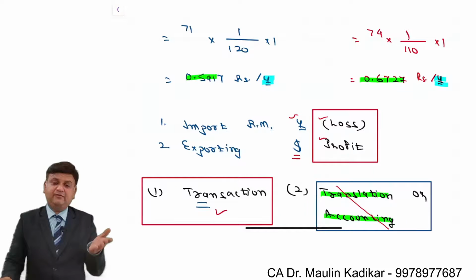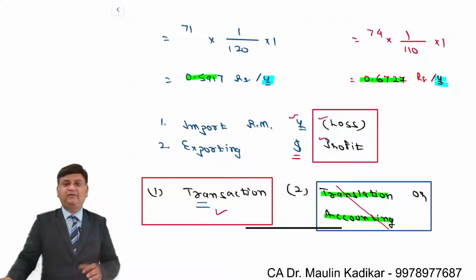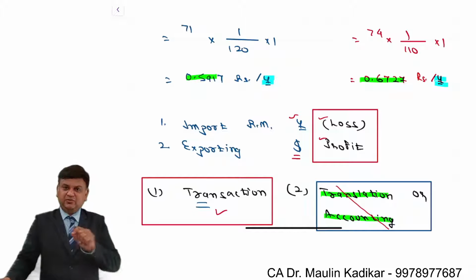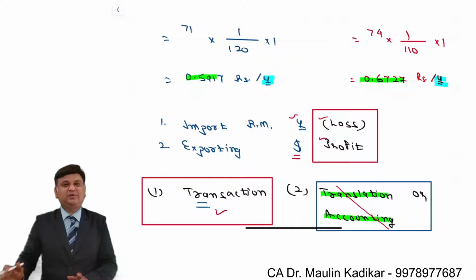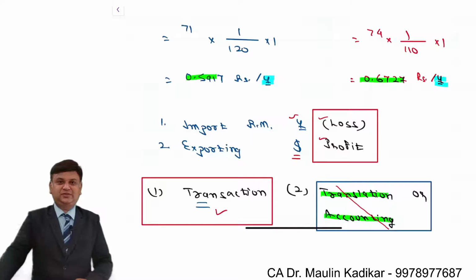So on one hand you have a profit from the appreciating dollar currency, on the other hand you have a loss from the appreciation of the yen currency. The net of both of them is the profit or loss due to transaction exposure. This is what we understand. And in this question we are going to make that calculation.